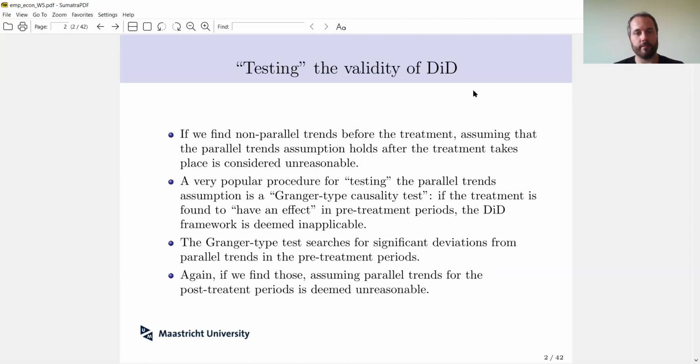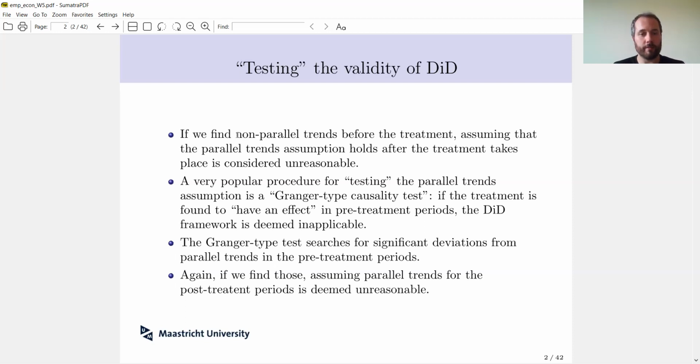So for instance, you remember that we need the parallel or common trends assumption, and we have to try to make it plausible. As we said, this assumption is intrinsically non-testable because it refers to the counterfactual, which we cannot observe.